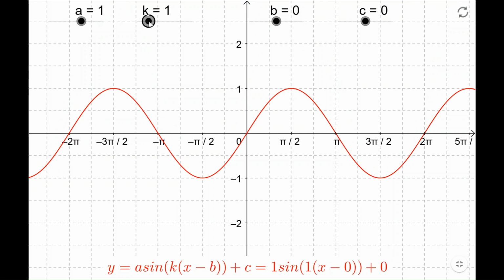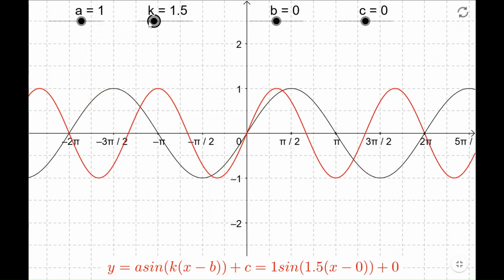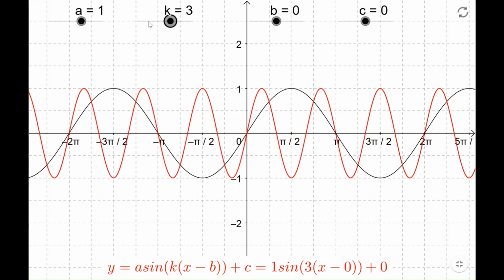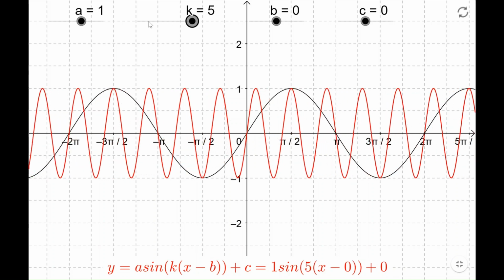So if k is bigger than 1, we should expect the graph to get shorter. And if k is less than 1, we should expect it to get bigger. So if k gets bigger, notice how the graph is getting shorter or narrower. It looks like it's getting squeezed closer. We're seeing more fluctuation, more up and down. So we're going through that wave faster. And it can go really, really fast.